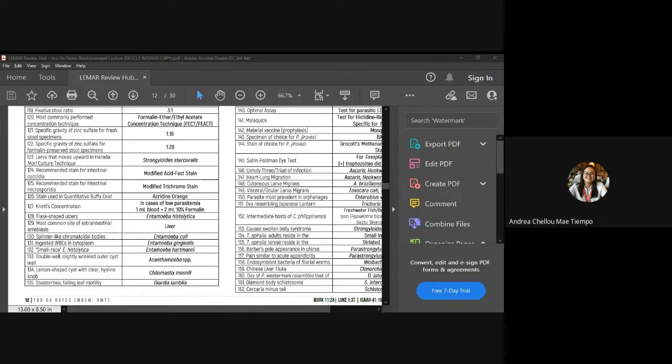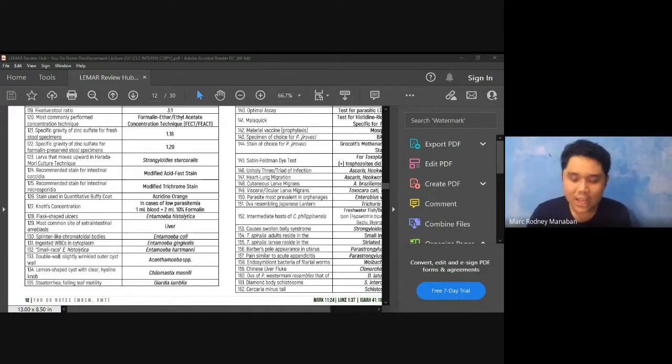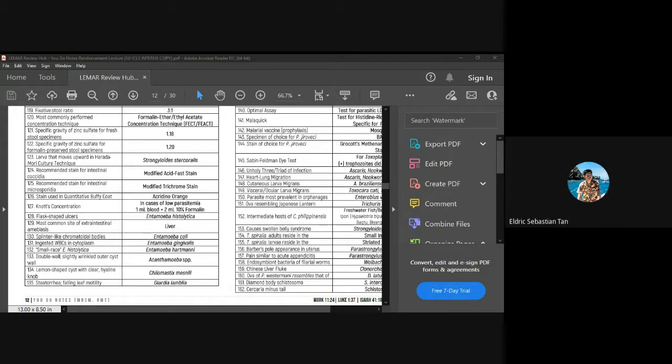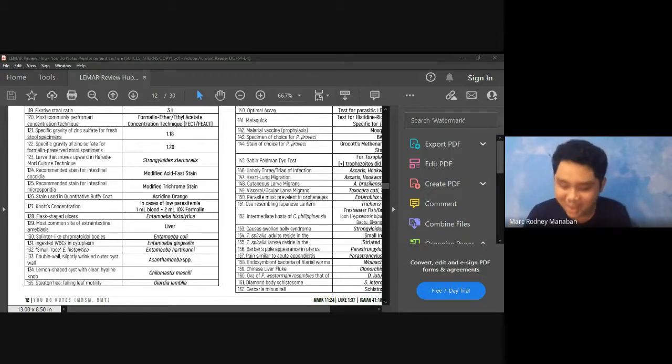Streptocercus, something. Okay, very good. Take note: Shepherd's crook appearance of the tail of your filarial worm. Mansonella streptocerca. Take note. Now for the virus, Marburg virus, actually, with a nice Shepherd's crook appearance.